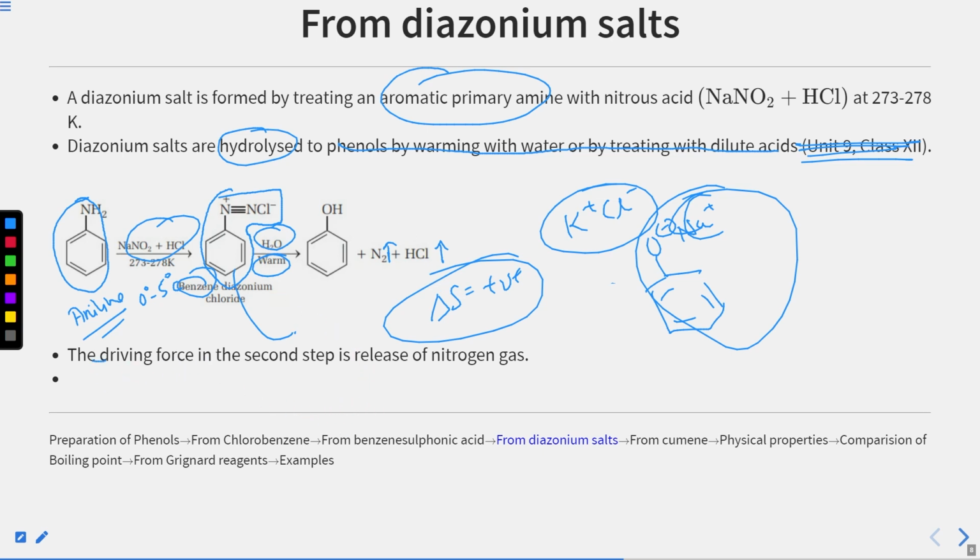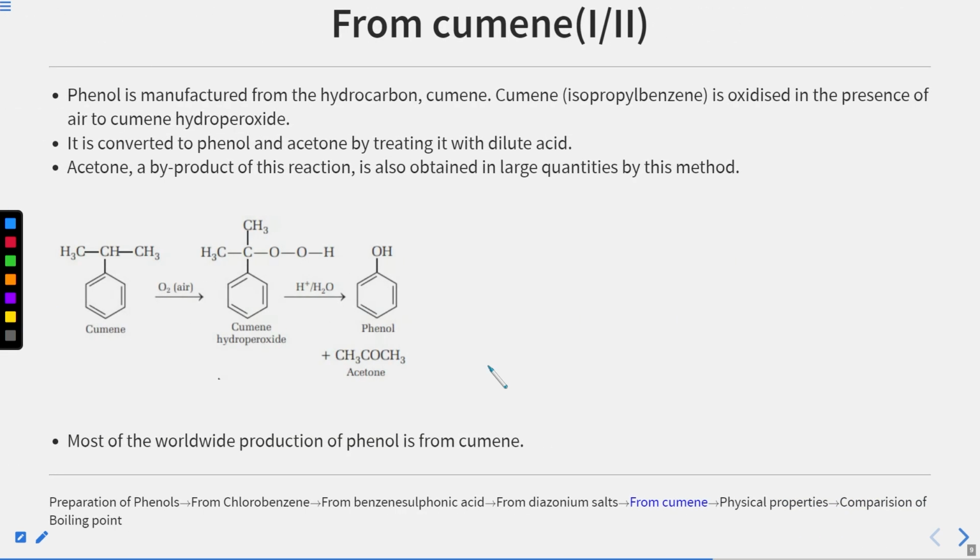Now the driving force in the second step is release of nitrogen gas. The same thing is written here. Okay, this is clear. So this is from the diazonium salt. Next, from cumene. Okay, this is from cumene. This thing I mentioned earlier also, this is called cumene.